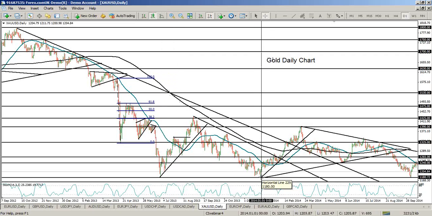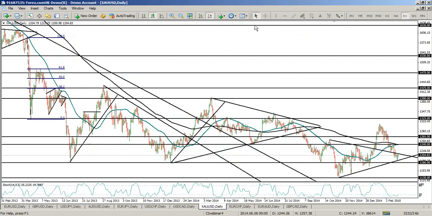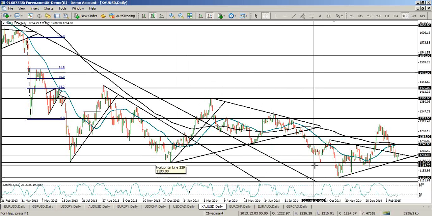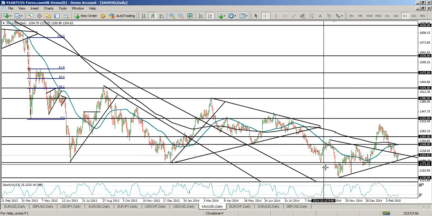This is 1180. This is back in January of 2014, and then once again we had it back in October 2014. So these are technical. That's a support level. That's an extremely strong support level before it was broken to the downside. But is that a coincidence? I mean, those are the technicals working right there. 1180 being the price right there.